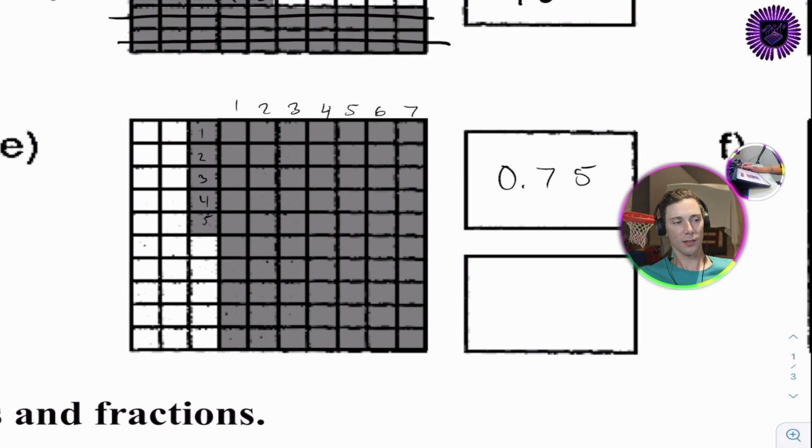The music's like... Alright, just going to change the track. It's more chill.